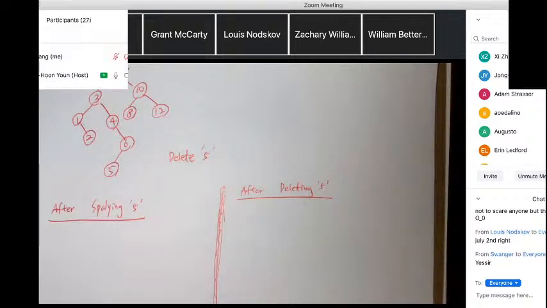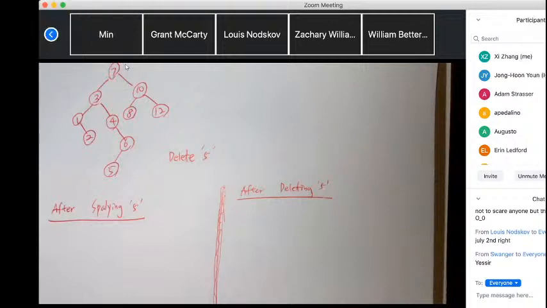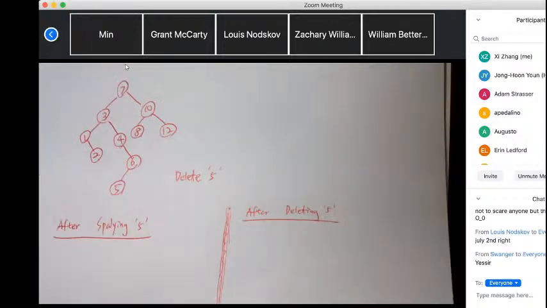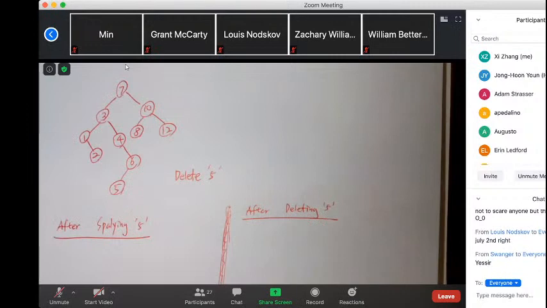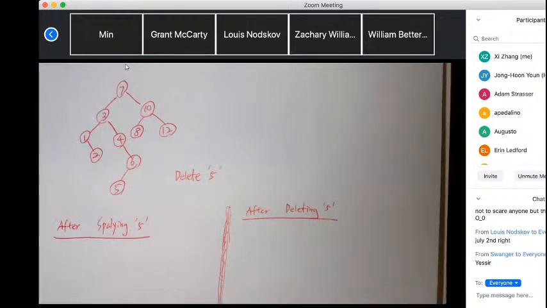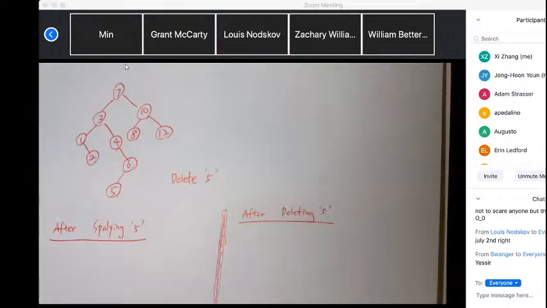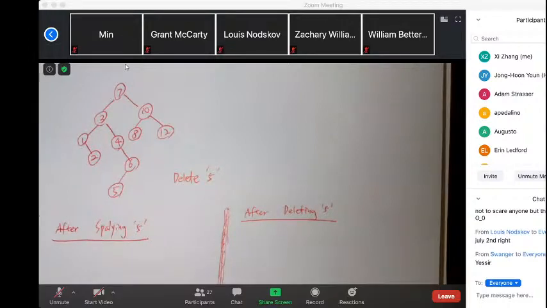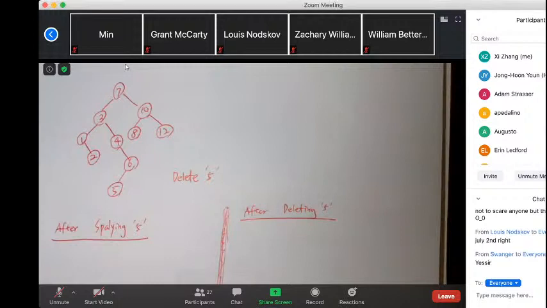Actually, this example was not really well planned, so it's a very easy exercise. I think after splaying 5, the largest node in the left subtree is already the root of the left subtree, so you don't really need to do another splay like this. Let me check if I am correct.